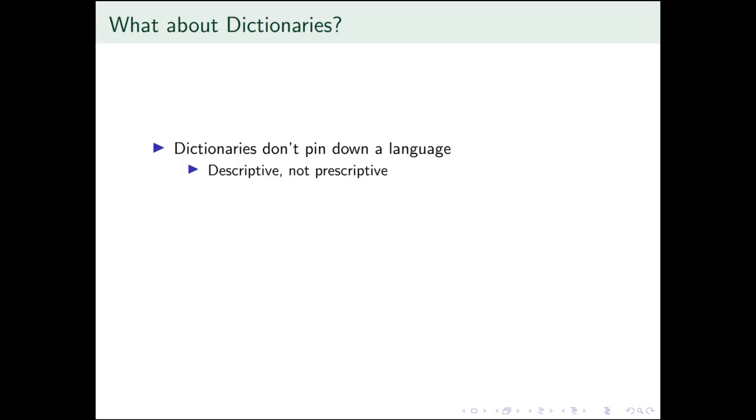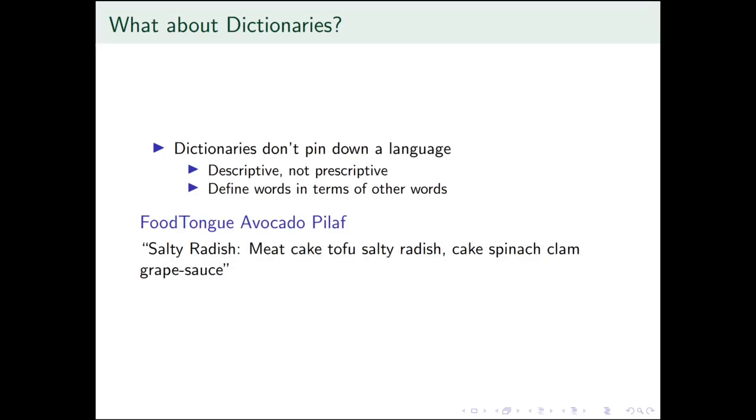Second, dictionaries define words in terms of other words, so they couldn't pin down the meaning of a word until all the words in the definition had been pinned down. The Food Tongue Avocado Pilaf defines salty radish as meat cake tofu salty radish, cake spinach clam grape sauce. If your understanding of the meaning of clam differs from my understanding of clam, we're going to disagree on our understanding of this definition.